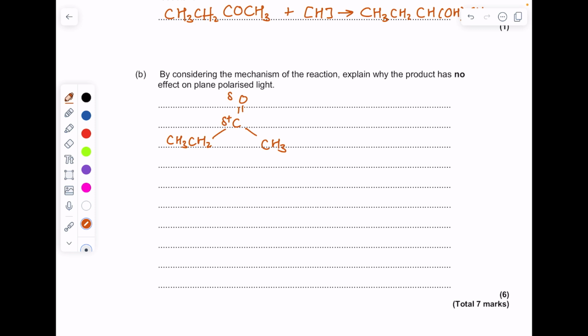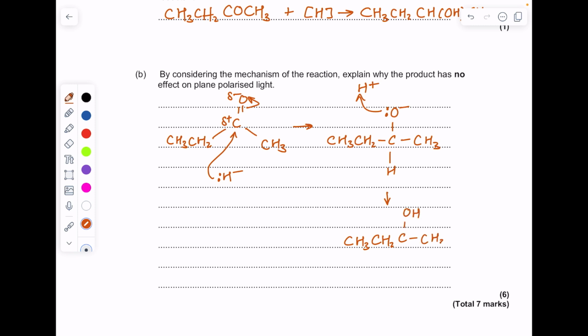So here's butanone. Here's our hydride ion with the lone pair that attacks the electron deficient carbon, breaking that double bond. Here's our oxygen with its lone pair. The lone pair attacks the hydrogen ion from the dilute acid. So here's our product, our secondary alcohol. And sure enough, we have our chiral carbon. We have our central carbon atom, which is surrounded by 4 different groups. So yes, we have 2 enantiomers which can form.